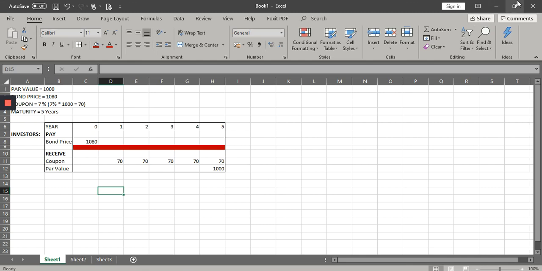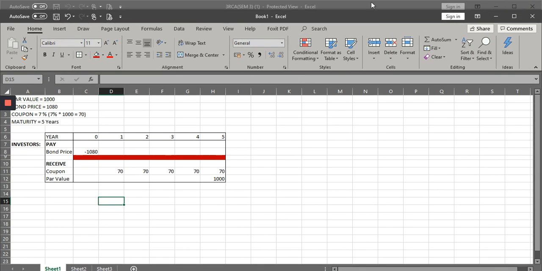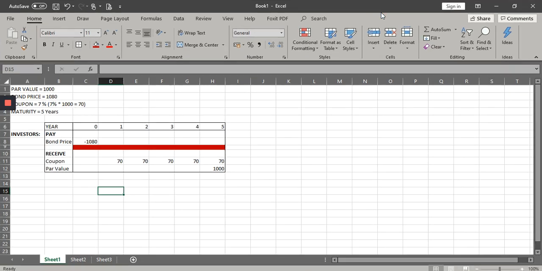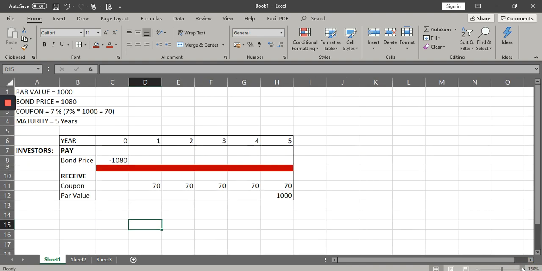Let me show you, before we move on to the next part in the bond ratings, an example to give you a clear understanding of bonds. This example will give you a clear understanding of how the entire bond really works.